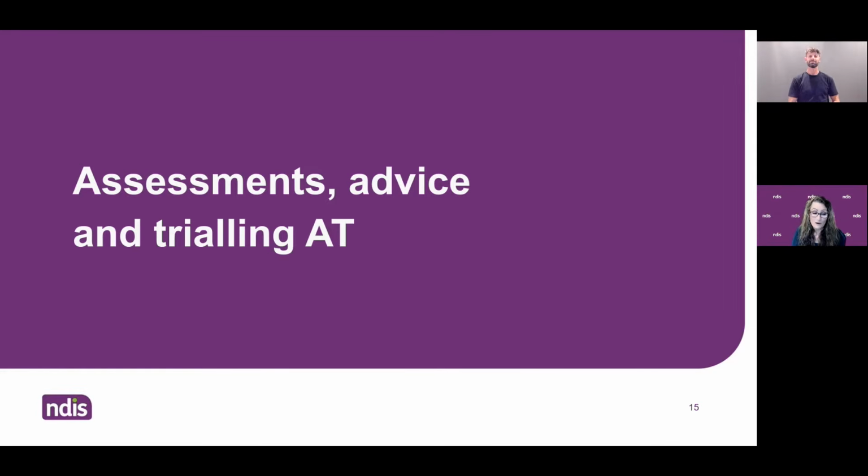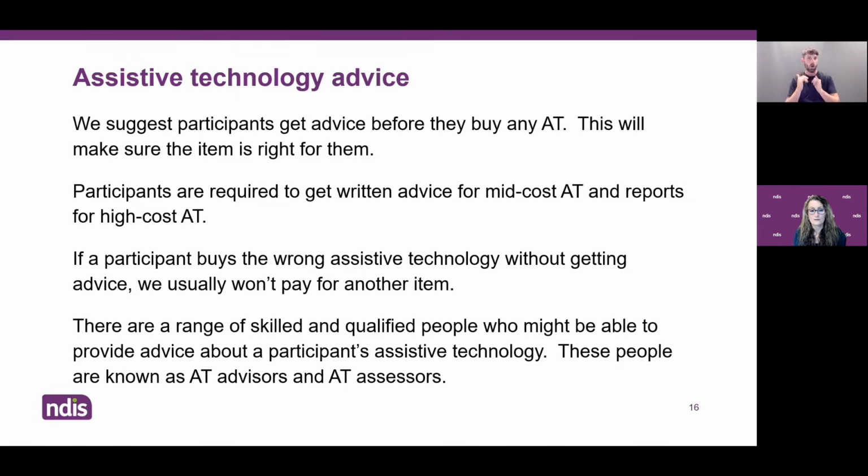Assessments, advice and trialling AT. We suggest participants get advice before they buy any AT. This will make sure the item is right for them. And participants are required to get written advice for mid-cost AT and reports for high-cost AT. If a participant buys the wrong AT without getting advice, we won't usually pay for another item.